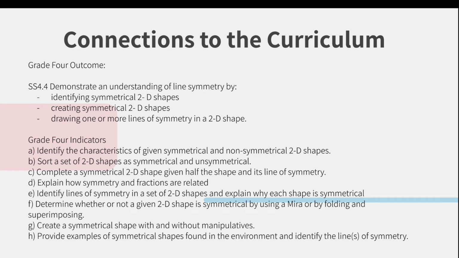So I'll read a couple of those that are listed. Identify the characteristics of given symmetrical and non-symmetrical 2D shapes. There's also things like explain how symmetry and fractions are related.